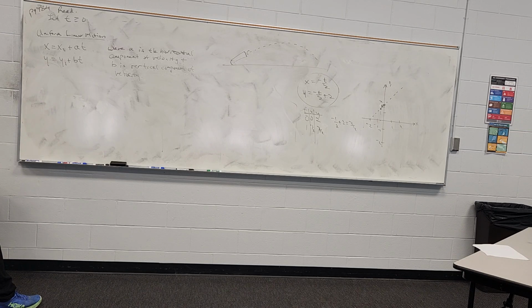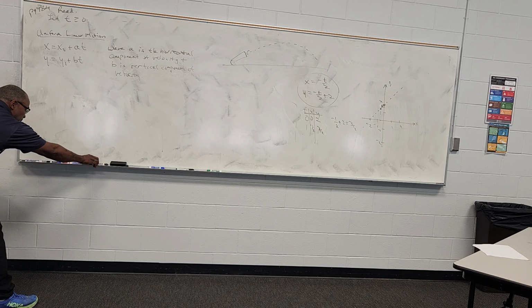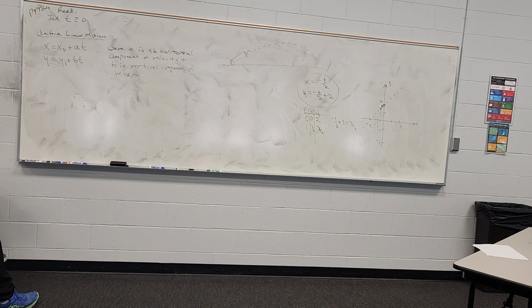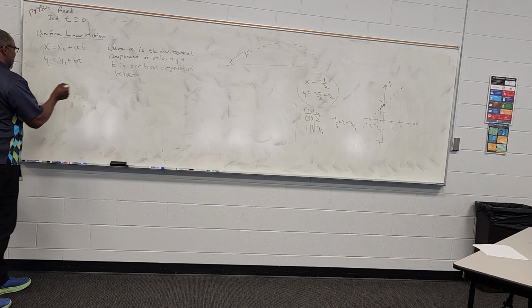X naught is your initial position horizontally, Y sub 0. So X sub 0 is your initial horizontal position, Y sub 0 is your initial vertical position. They put the 0 because we're assuming that at time 0, that's where you're at. X sub 0 means your horizontal position at time 0, Y sub 0 means your vertical position at time 0. These are my uniform linear motion parametric equations.